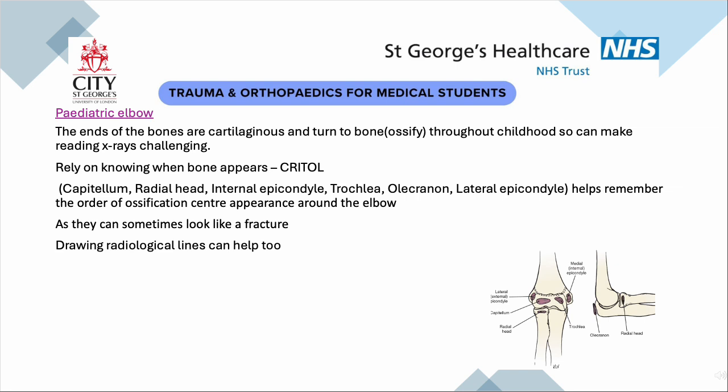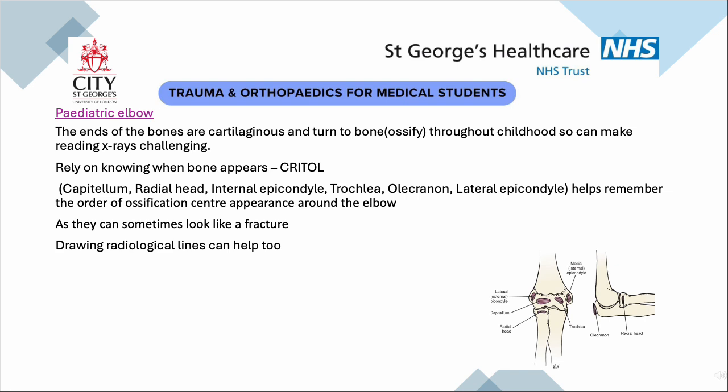So it really helps to know the order in which the cartilage turns to bone, and we use the mnemonic CRITOL for this, and I always remember it as 2, 4, 6, 8, 10 as a rough guide of when these bones appear. CRITOL stands for capitellum, radial head, internal (medial) epicondyle, trochlea, olecranon, and lateral epicondyle. Additionally, which we'll cover in a minute, drawing lines on the x-rays can help.